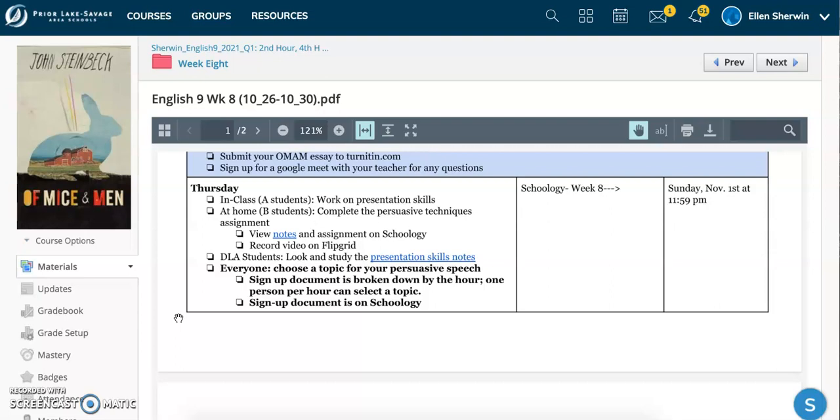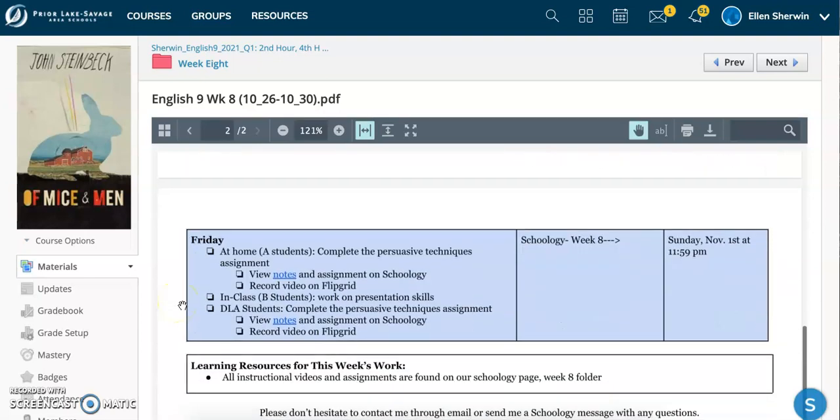Everybody's going to choose a topic for a persuasive speech that we're going to start next week. I will put the document up on Wednesday, and you'll have Thursday and Friday to sign up. First come, first serve. If you are in an hour with your friend, and you both want to choose the same topic, only one person can choose that topic. So it is first come, first serve. And that repeats itself on Friday as well. So it just flip-flops depending on if I see you in class or if you're at home or if you are DLA. So please look over these notes again. Let me know if you have any questions.